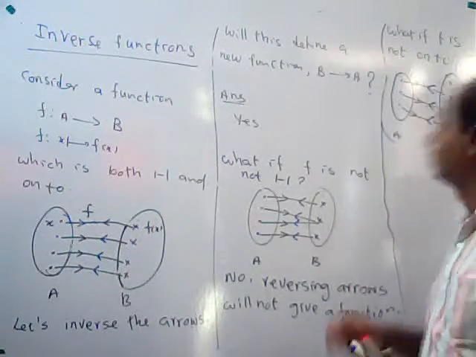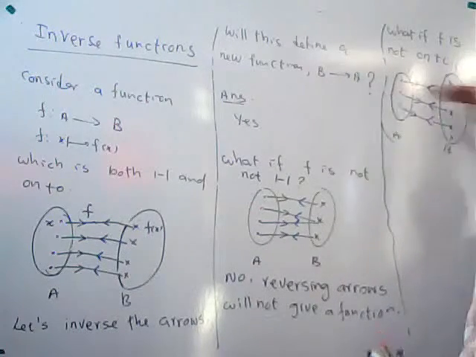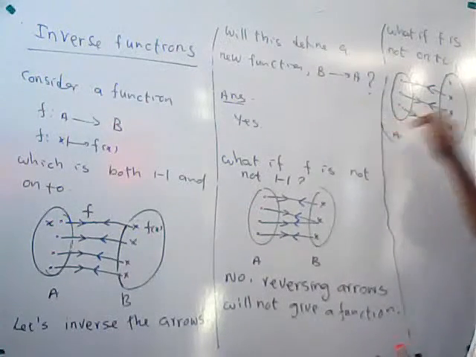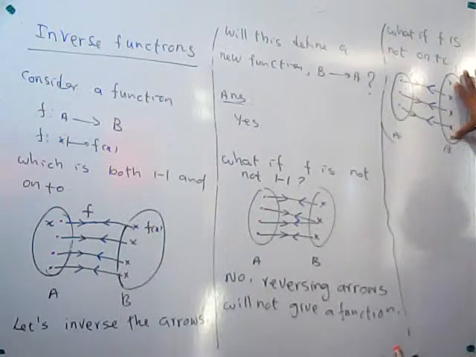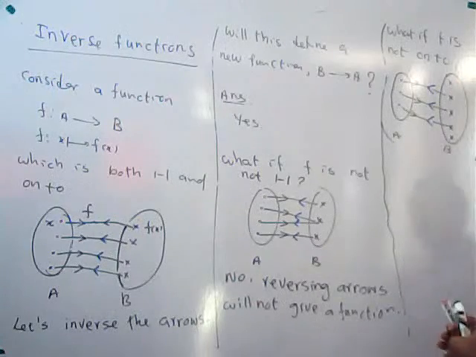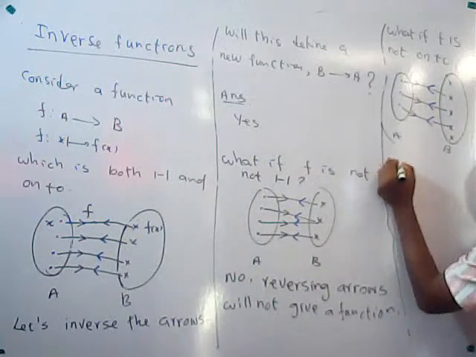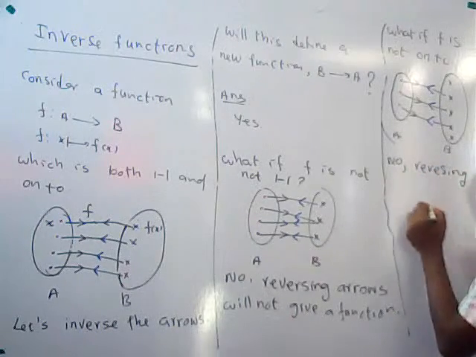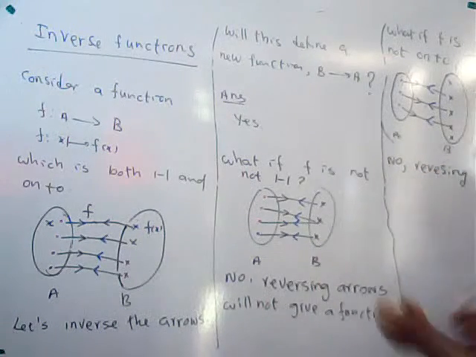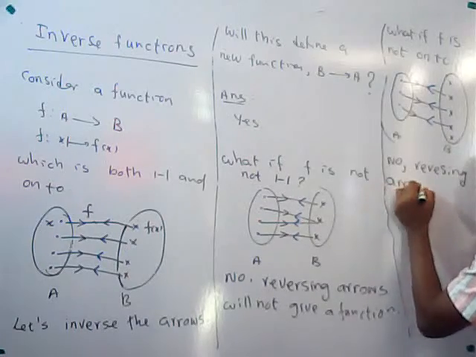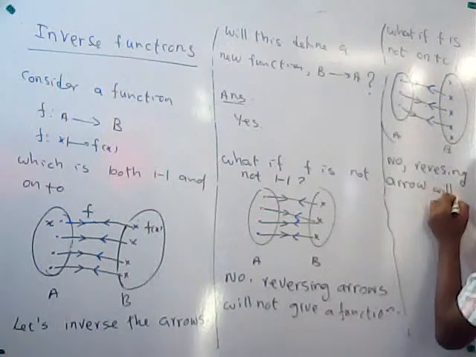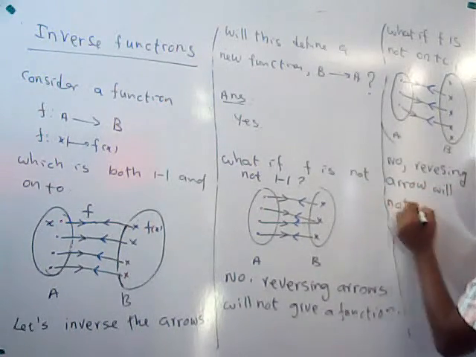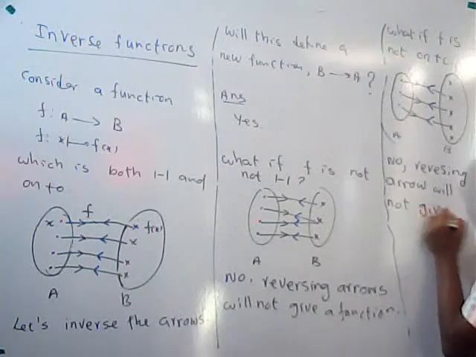The answer is correct. If you define a function from B to A, this becomes a domain now. There can't be elements in the domain which are left out. So, no. Reversing arrows will not give a function.